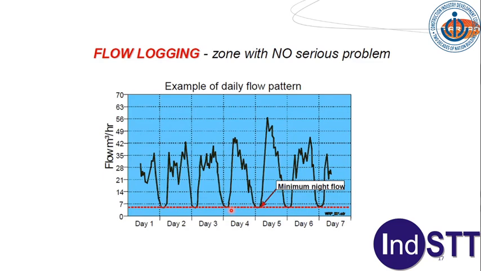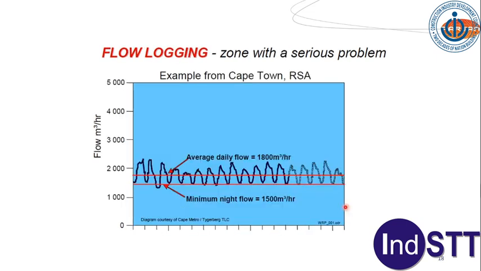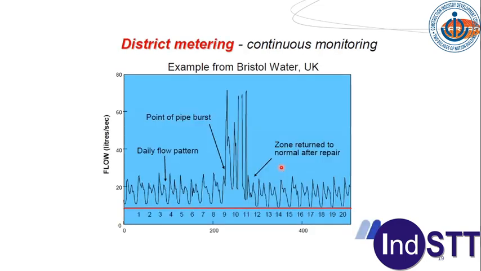Now let's go to a zone with a serious problem. Here, for example, average daily flow was 1800 cubic meters per hour, and this red line was the minimum night flow. We can see the minimum night flow is also exceeding, and at the same time the average daily flow is also exceeding. So this is a zone with a serious problem. That's how flow logging helps you isolate the zones where a leakage problem might be there.